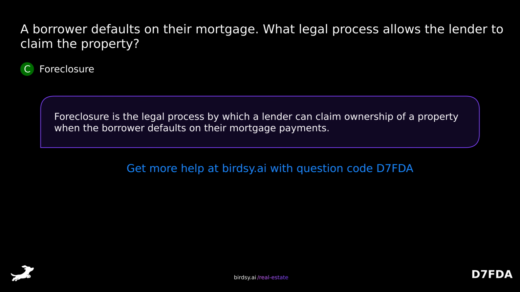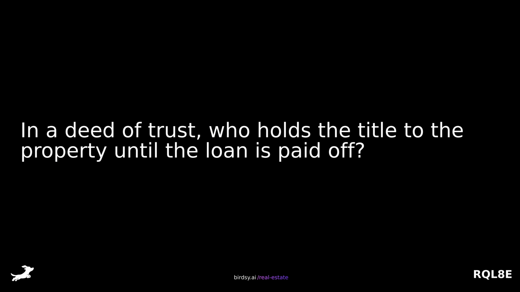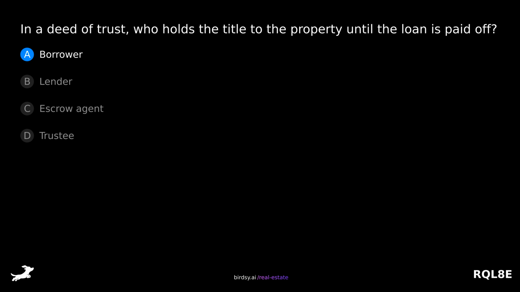In a deed of trust, who holds the title to the property until the loan is paid off? Is it A, borrower, B, lender, C, escrow agent, or D, trustee?